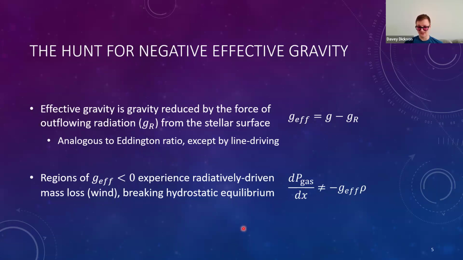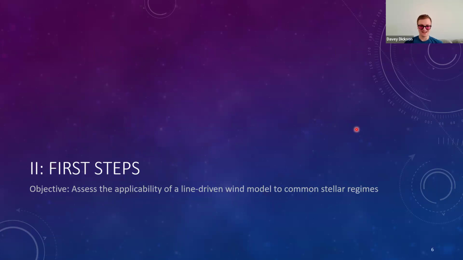So, in order to get to those negative effective gravities, we're going to have to quantify what this contribution from the radiation is, which is going to be the center of the next part of this talk, because there's a lot of math that goes into this. So I'm going to try and take it gradually and take you through it. So we're going to start simply.